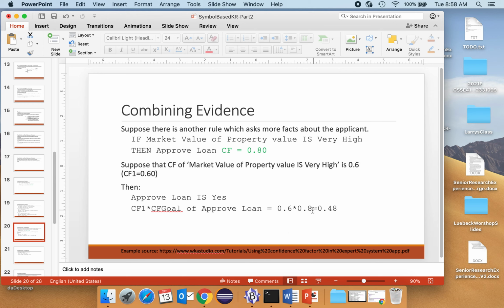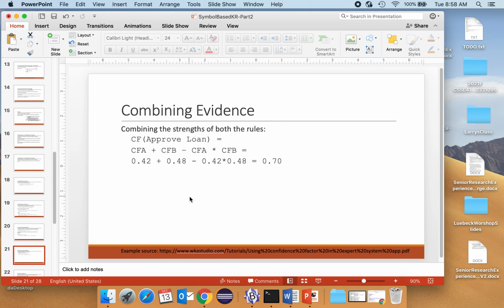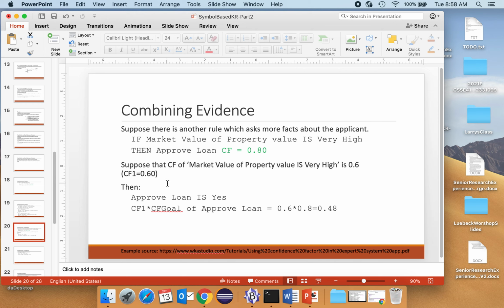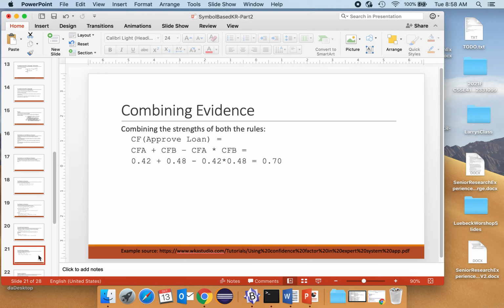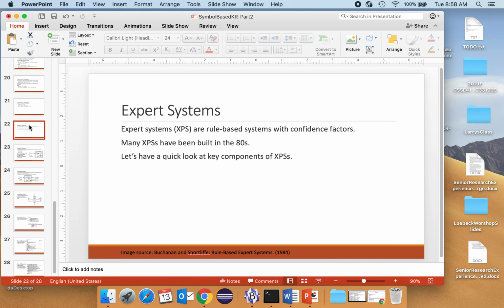Now notice we now have 0.48 that we will approve the loan through this rule, and we have 0.42 through this rule. So what we're going to do now is combine this information. We're going to add those two confidence factors, and then subtract the intersection. So 0.42 plus 0.48 minus the intersection, which gives us 0.7. So notice that we now have several pieces of data, almost like a puzzle, that shed additional light on whether we should approve the loan or not. And so based on additional information, we now have a much higher confidence than we had before. So that's how we combine confidence.